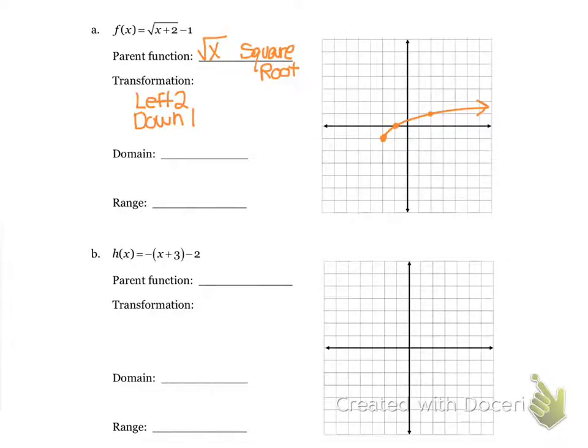So not only can you move the key points like 0, 0 and 1, 1, but you can also plug in any x value and get out a y value. So this domain is from -2 to infinity, and this range is from -1 to infinity, and we include -2 and -1 because we have a point there.